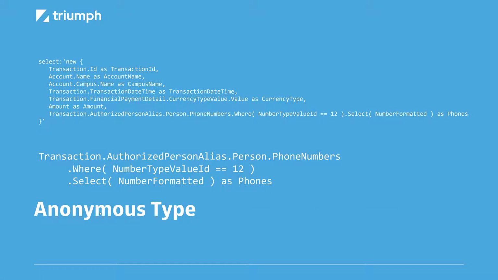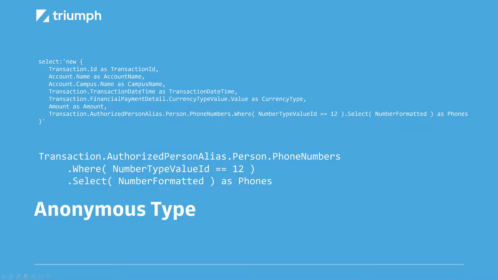Now, anonymous types can have a lot more power than what I showed originally. Okay, so I can return back even more data. Say I wanted to get all the mobile phone numbers for the person on that transaction. So here I'm saying transaction.authorized person alias.person.phone numbers, where the phone number type value ID is 12, mobile phones. And I'm bringing back a select within that of just a number formatted as phones. So that's what this line right here is.